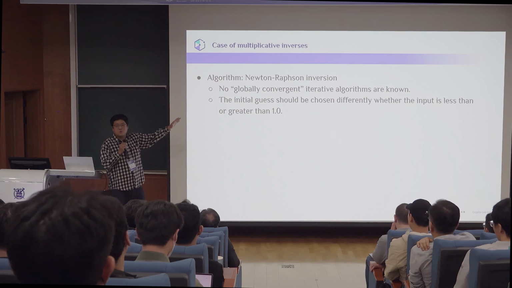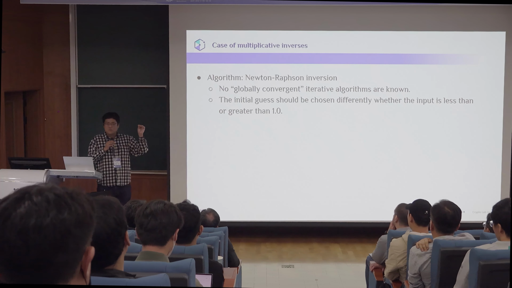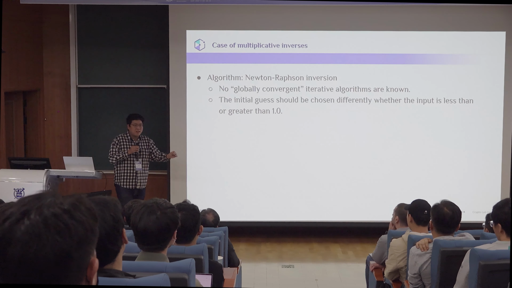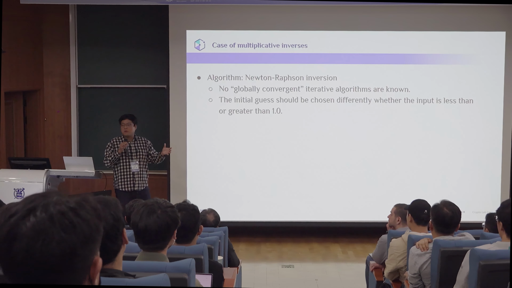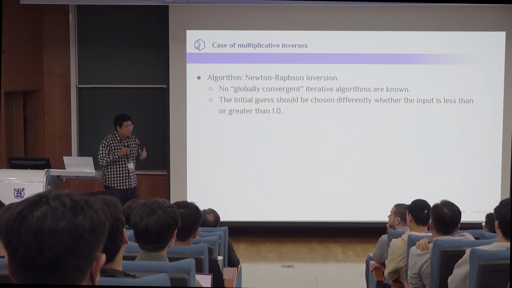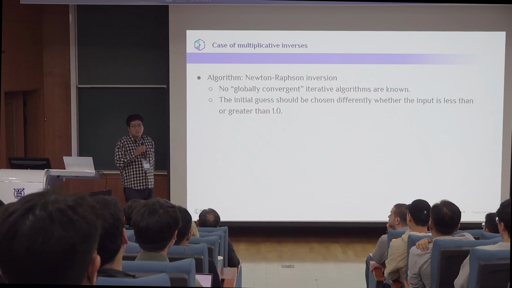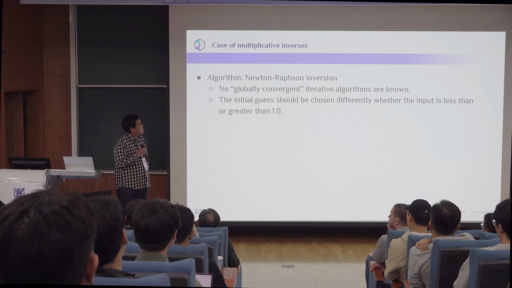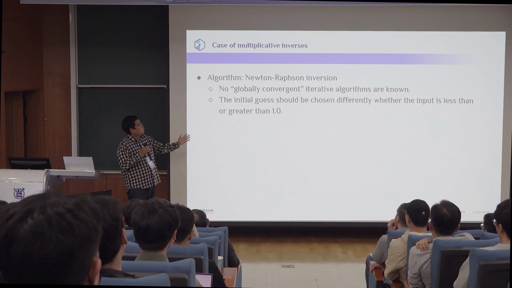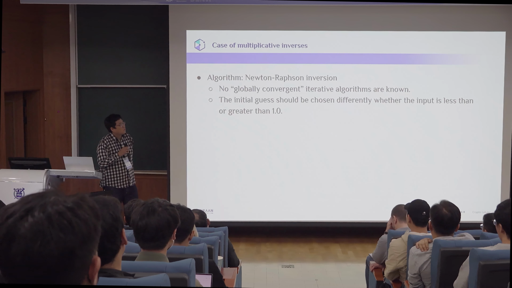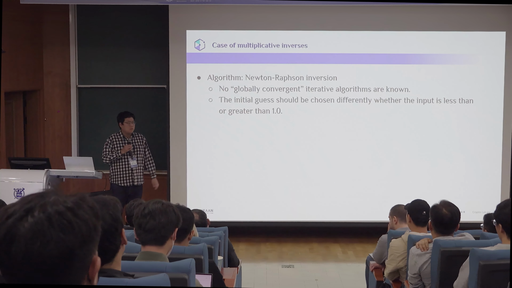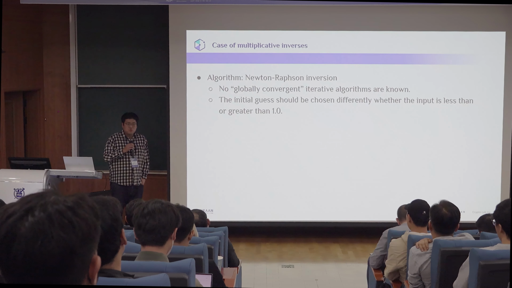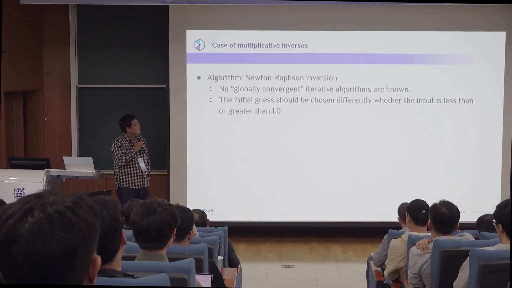Basically the algorithm goes like this. You first need to choose an initial guess, and then there is some mathematical recurrence relation, and you do that iteratively to finally get the inverse. But there is no known globally convergent algorithm. That means that we need to choose the initial value very carefully.